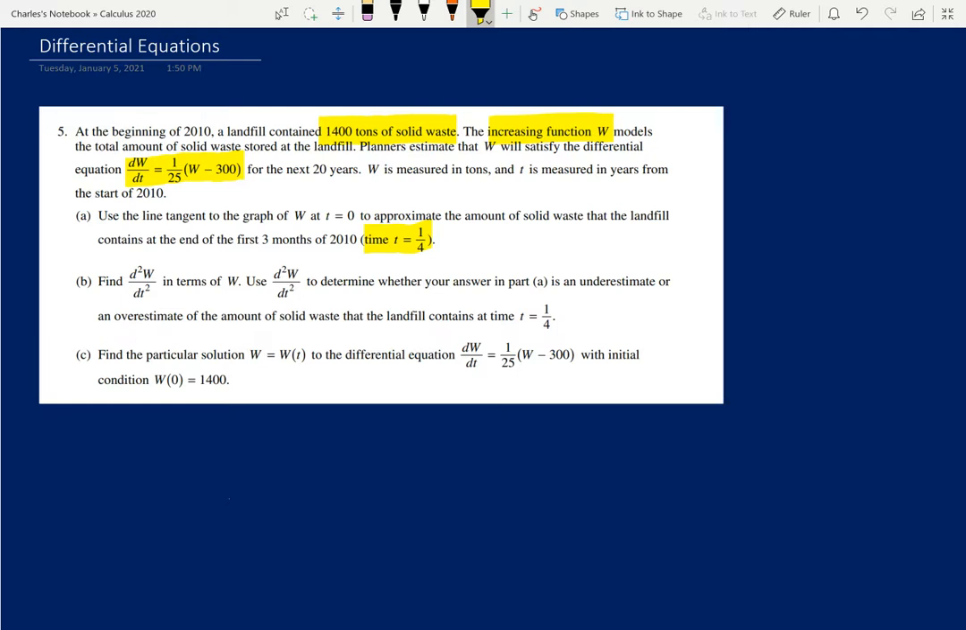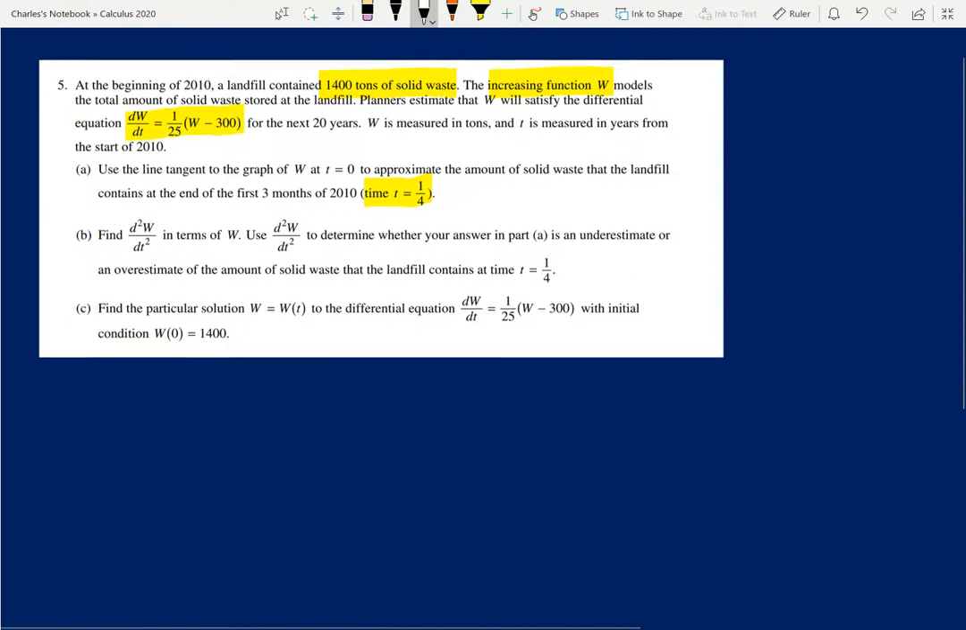Okay, so one thing to notice about this is that it is an applied problem. It is dealing with tons of solid waste and time, where t is measured in years from the start of 2010. W is measured in tons. We can assume that both of these variables are going to be greater than 0. And actually, since it says it's an increasing function W, that also means that W is going to be greater than or equal to 1,400, I believe.